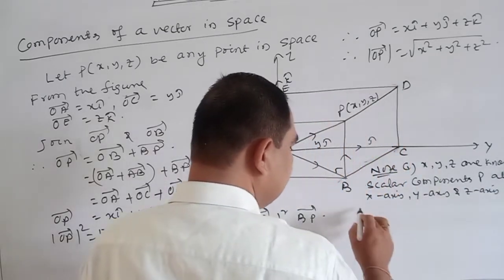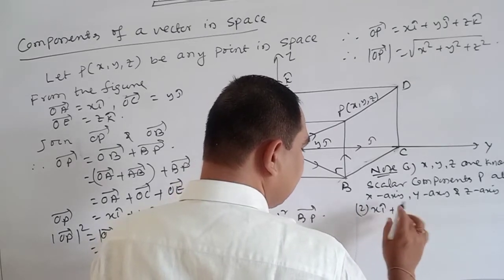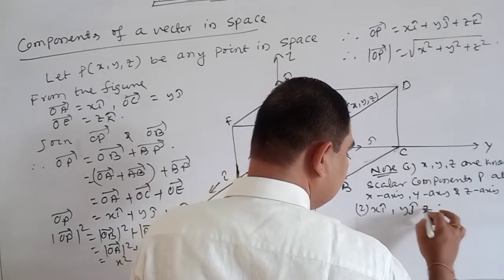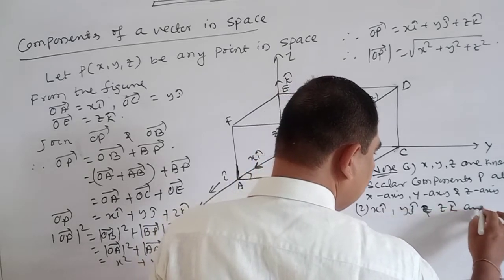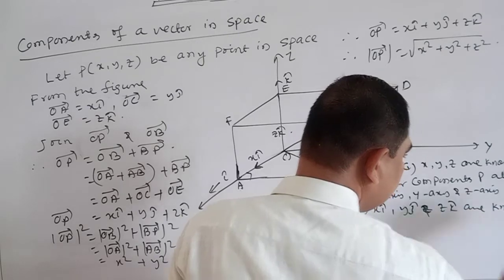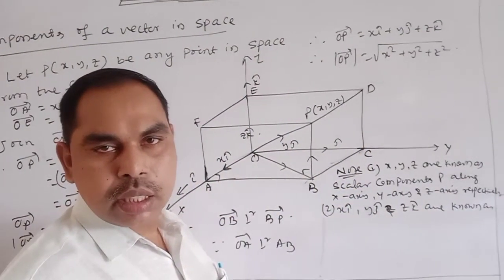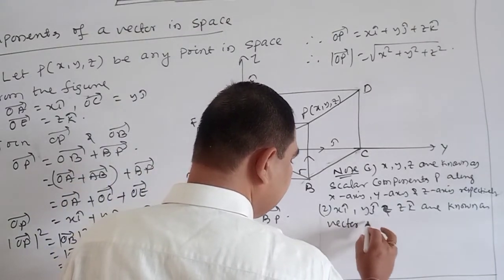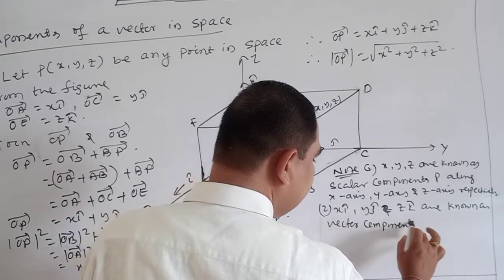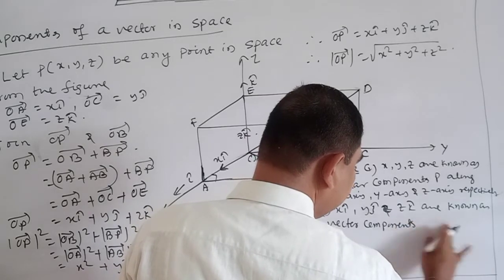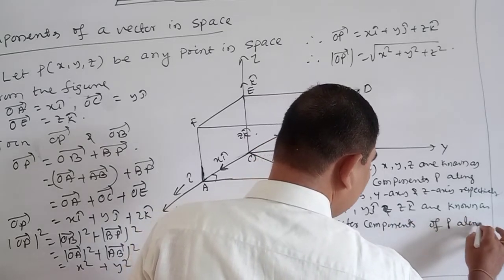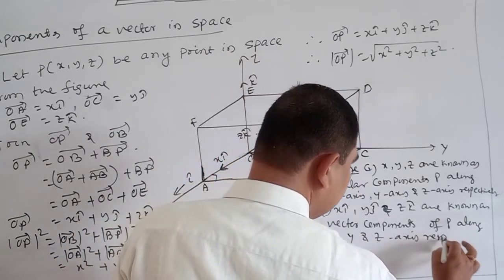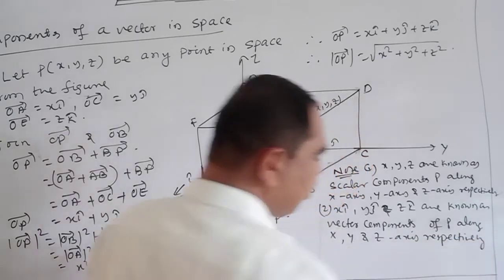Second, x i cap, y j cap and z k cap are known as vector components of P along x, y and z axis respectively.